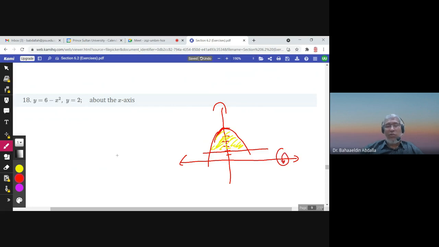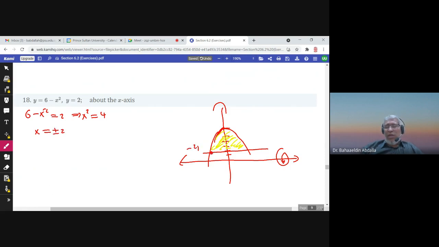So I'd like to know the intersection points between the parabola and the line. So 6 minus x squared equals 2, or x squared equals 4, or x is plus or minus 2. So this point is negative 2 and something, and this point is 2 and something. Actually, the y coordinate is not important for me here, but it is easy because the line is y equals 2, so the y coordinate is always 2.